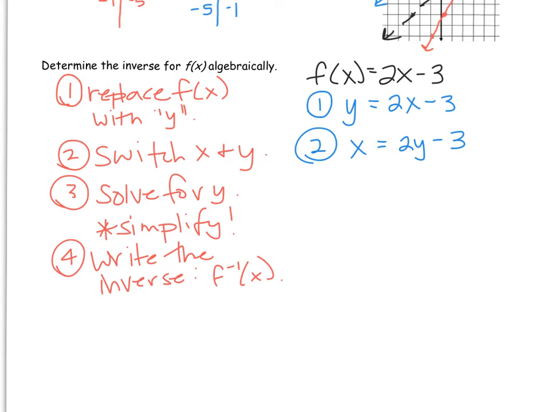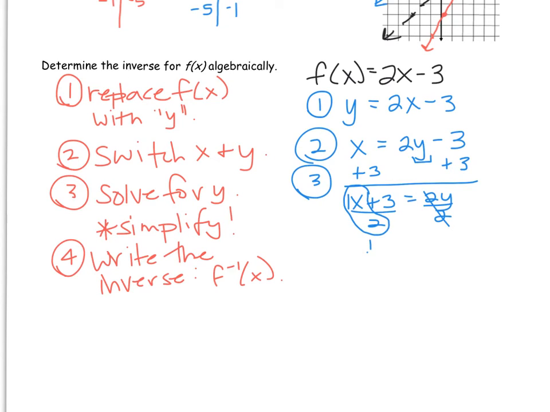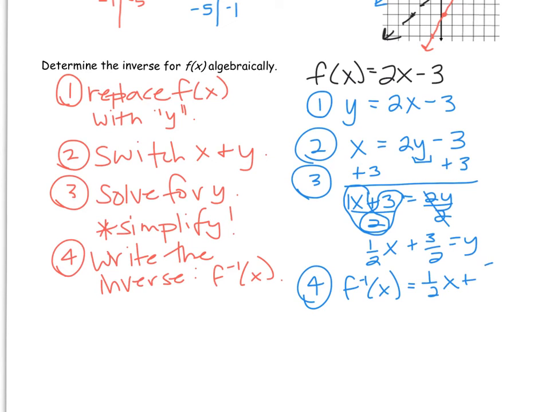Step 3, solve for y. So now we actually want to get y by itself. To do that, we need to move the 3 over, and I'll move that 3 over by adding it to the other side. x plus 3, they aren't like terms, so we will just keep that sum, equals 2 times y. To get y by itself, we'll divide both sides by 2. And technically that x would have a coefficient of 1 in front of it, so 1x over 2 would be a slope of 1/2. Plus, the y-intercept is technically 3 over 2, so that would be 3/2 or 1.5. And then step 4, our final step, to write this in inverse notation, we're going to have f inverse of x equals 1/2 x plus 3/2.